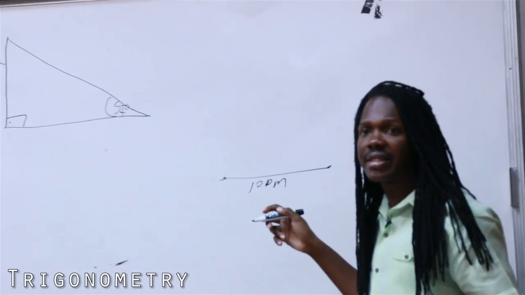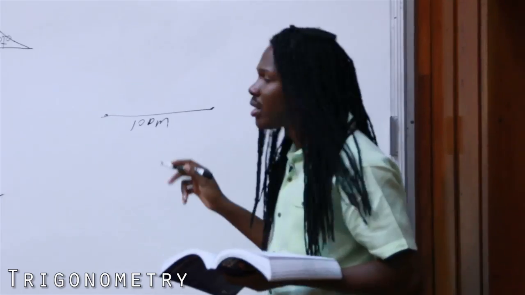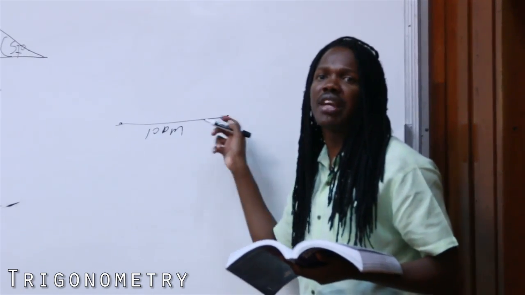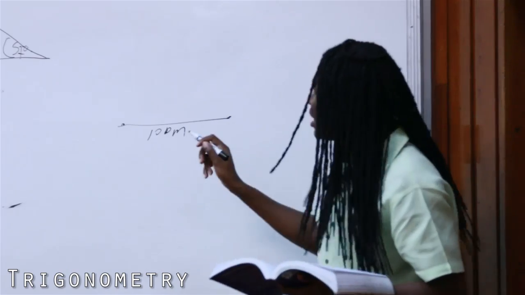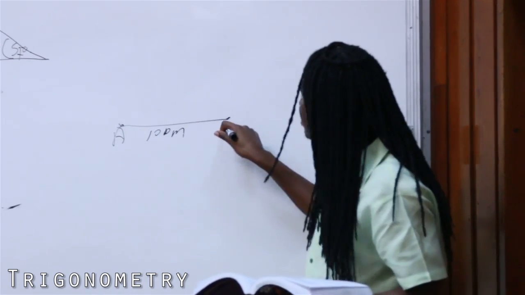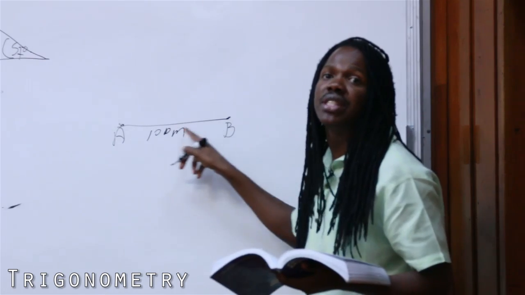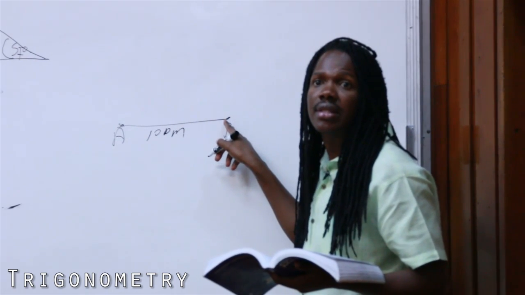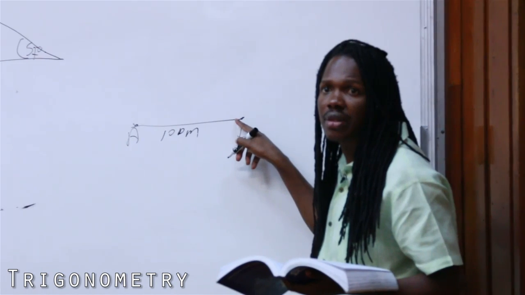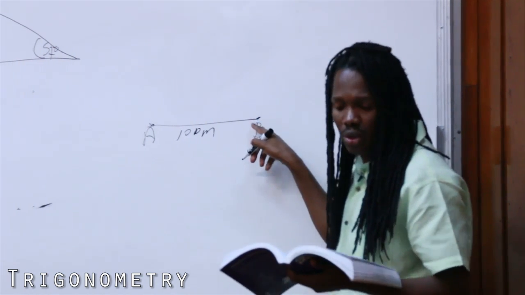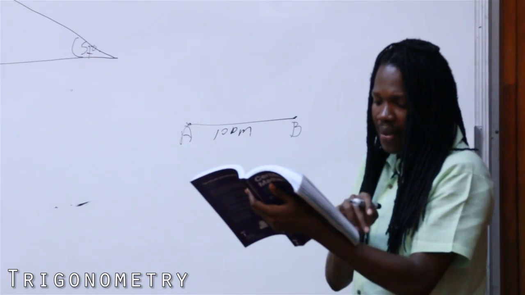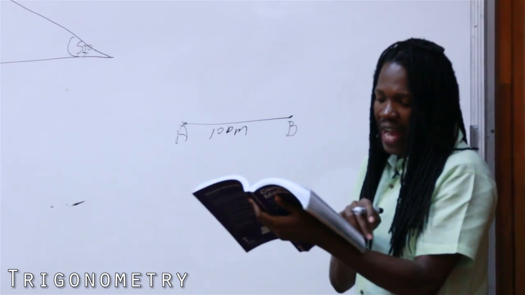No writing, just understand. It simply says a man set up something 100 meters from the base. So that means that the man is at point A, and the building is at point B, and it is 100 meters away. You see how the mathematics is transformed from the language? Everybody see that? Good.